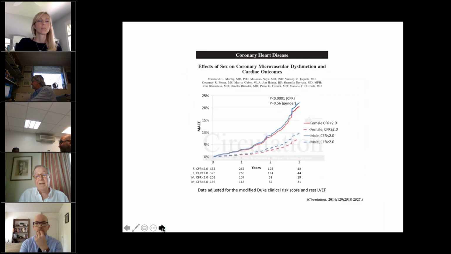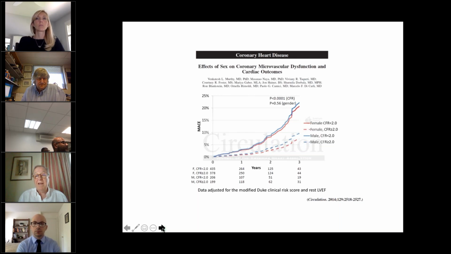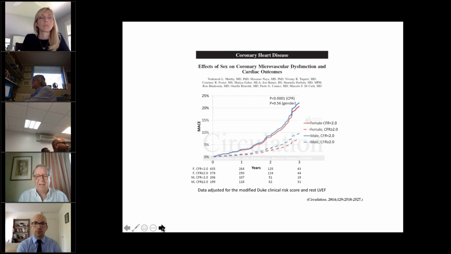Next slide. This is a paper that we wrote together with a group from the Brigham, with Marcelo Di Carli, showing that the reduction in flow reserve in patients with microvascular disease, the broken lines, is equally impaired both in males and females. Although the prevalence of this disease is higher in female patients, male patients can also have microvascular disease. And in this study, we showed that there was no difference at follow-up based on the patient's gender.